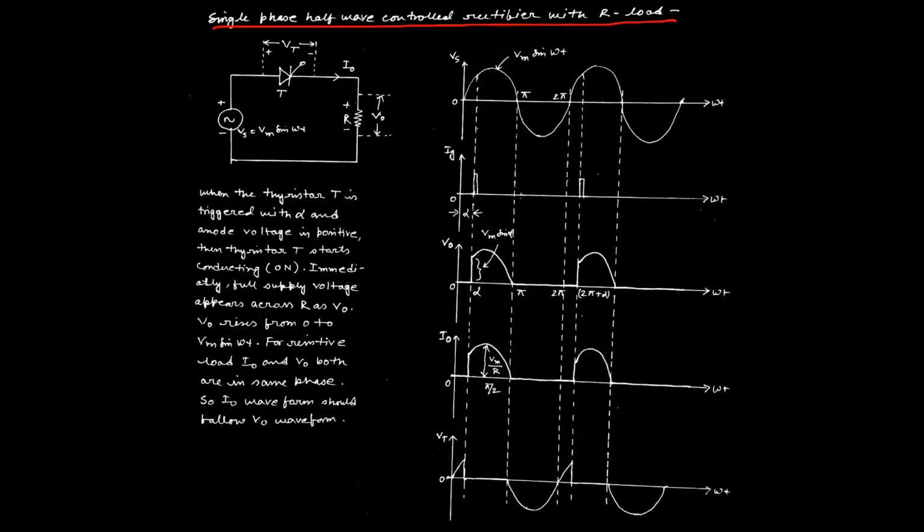What we can conclude is that when the switch is on, the output voltage follows the input voltage, and when the switch is open or off, in the case of 0 to pi and pi to 2 pi plus alpha, the voltage appears across the terminals of the switch. That is why this is the case. So in this way we can explain the output voltage and output current of the single phase half wave controlled rectifier during the application of the R load.